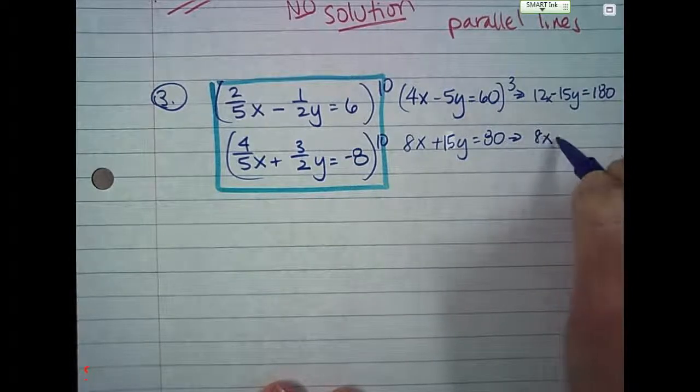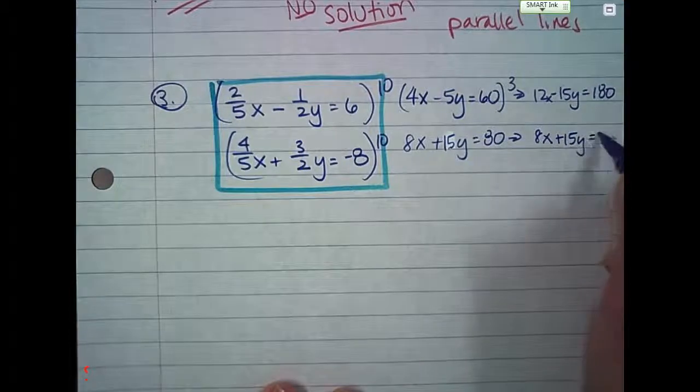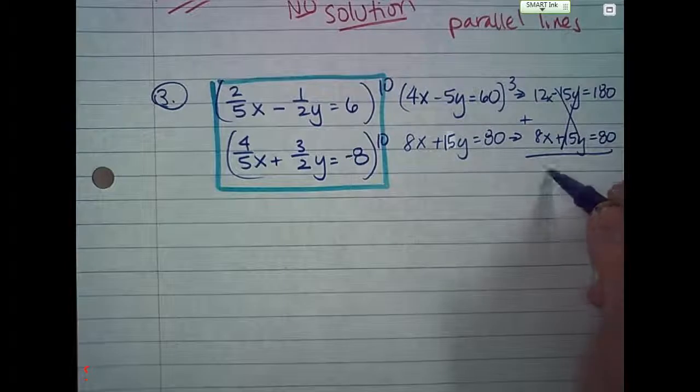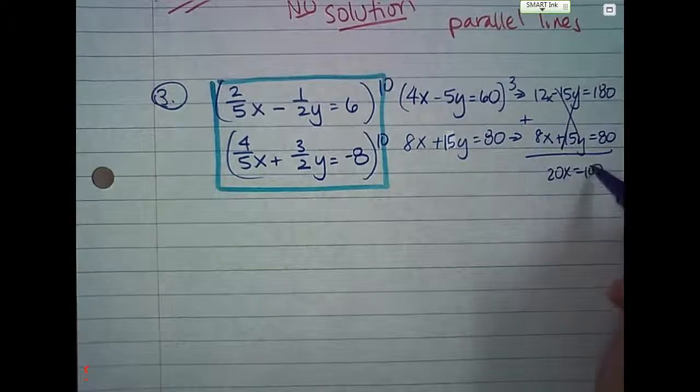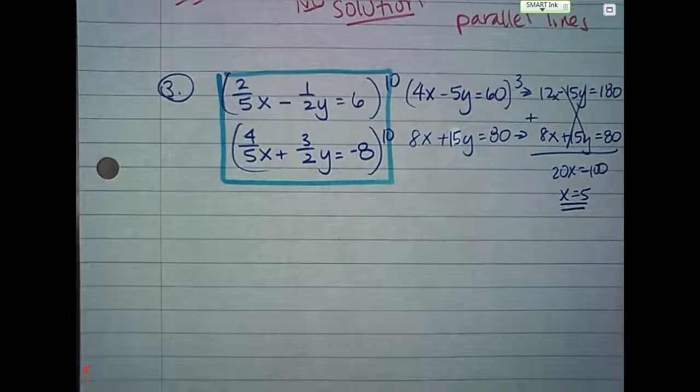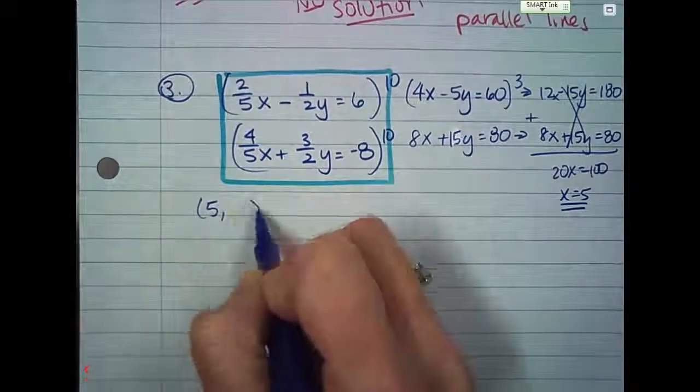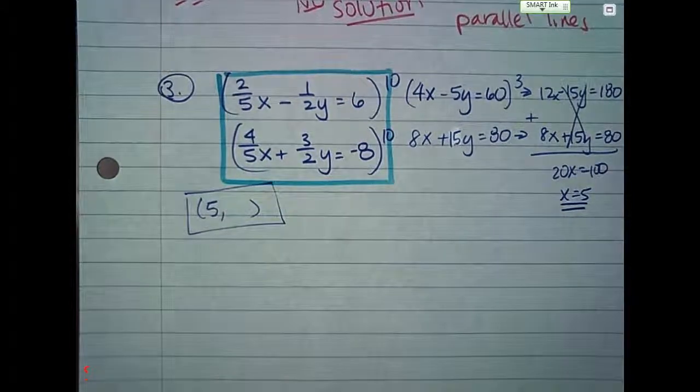Which means the second row stays the same. You don't have to multiply both rows. These cancel and you get 20x equals 100. X is 5. Agree? Now, where you find y doesn't matter. There are 6 equations here. You can use any of them you want. Because that's an answer, right?